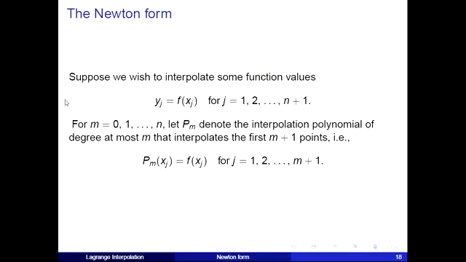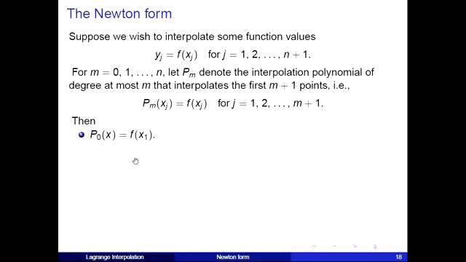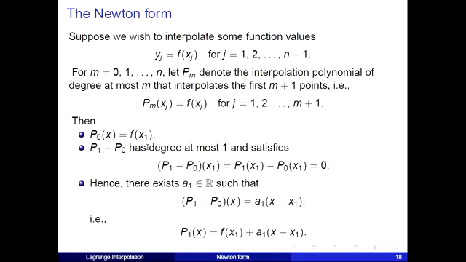The Newton form assumes that the interpolation data yj come from some function f, and then we introduce the polynomials pm. So pm just interpolates up to degree m the first m plus 1 points. When m equals 0, it's just a constant, the value of the function at the first point. And when m equals 1, then p1 is just a line, yeah? So the pictures look like this.